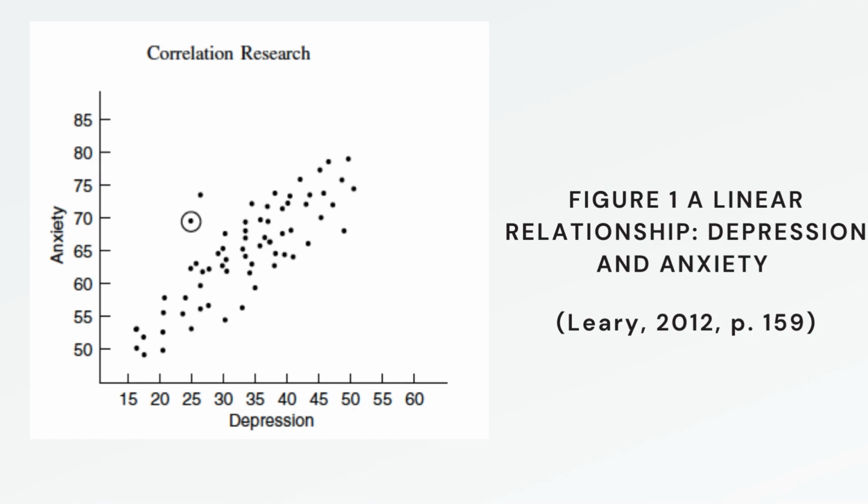He explained that this graph shows subjects' scores on two measures, depression and anxiety, plotted on an axis, where each dot represents a single subject's score. For example, the circled subject scored 25 on depression and 70 on anxiety. As you can see from this scatter plot, depression and anxiety are linearly related. That is, the pattern of the data tends to follow a straight line.